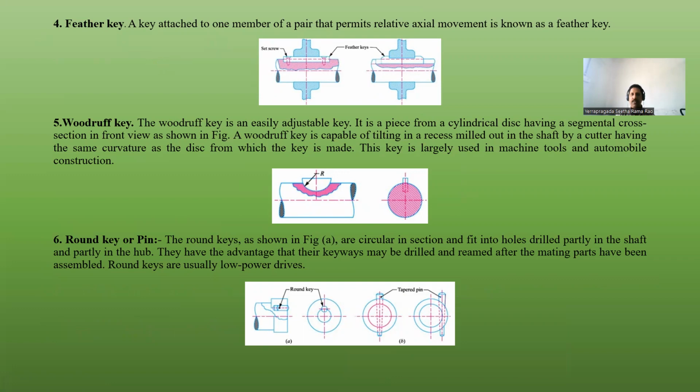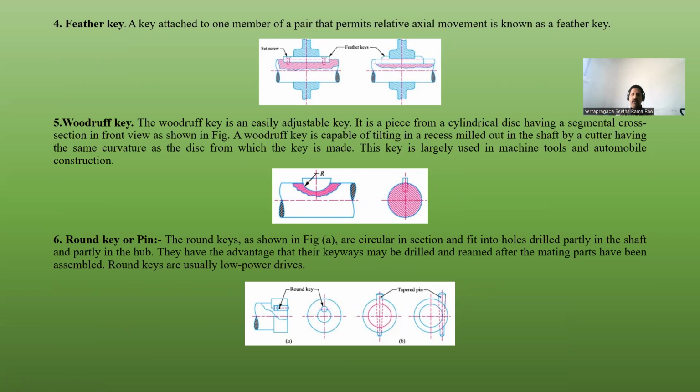And the next one is the woodruff key. It is an easily adjustable key, and it is a piece of a cylindrical disc, which has a segmental cross section, which is placed in the shaft here, and its projections are also placed in the hub here. And this key is largely used in machine tools and automobile construction parts.